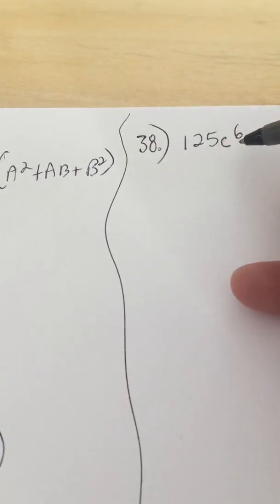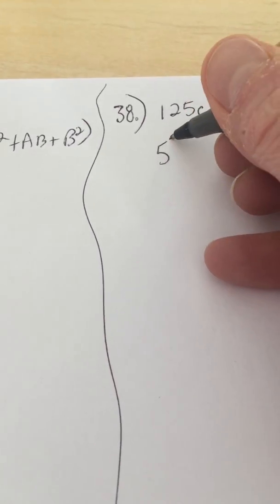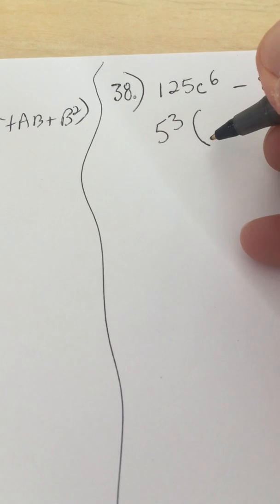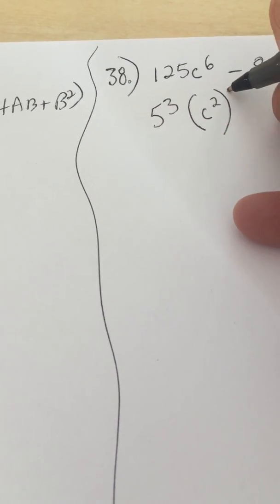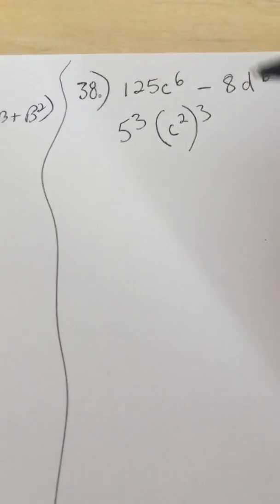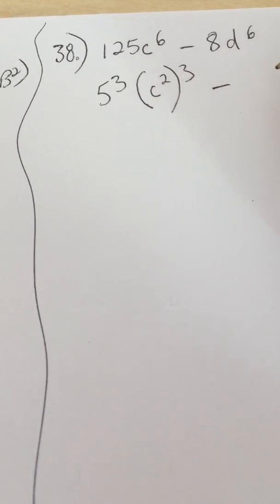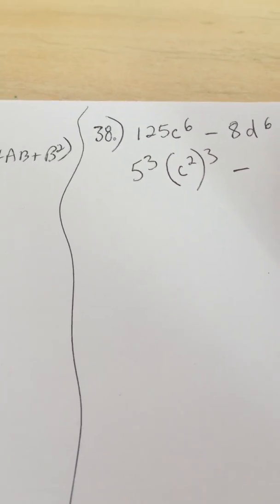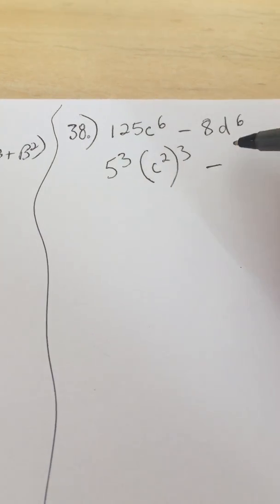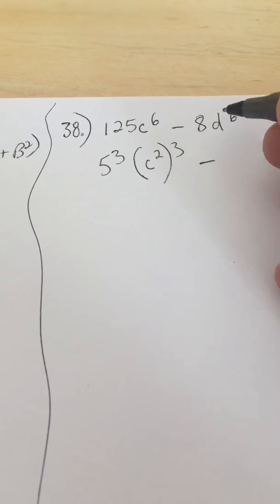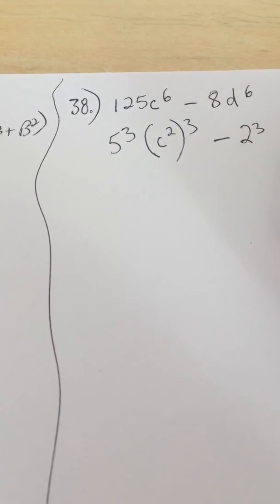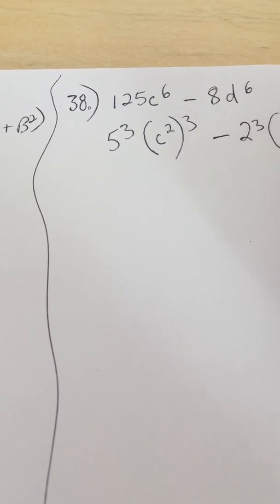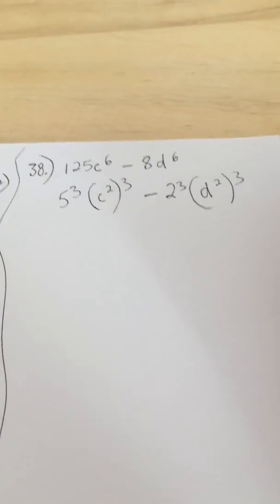And then holy moly, 38 is a little bit too much for a girl like me. But the first thing I'm going to do is take 125 and make it 5 cubed. And then I'm going to also do c squared and then cube it. So that's basically equivalent to each other. And then same idea here. 2 times 2 times 2 is going to give me this 8. So 2 cubed times d to the 2nd cubed, right?